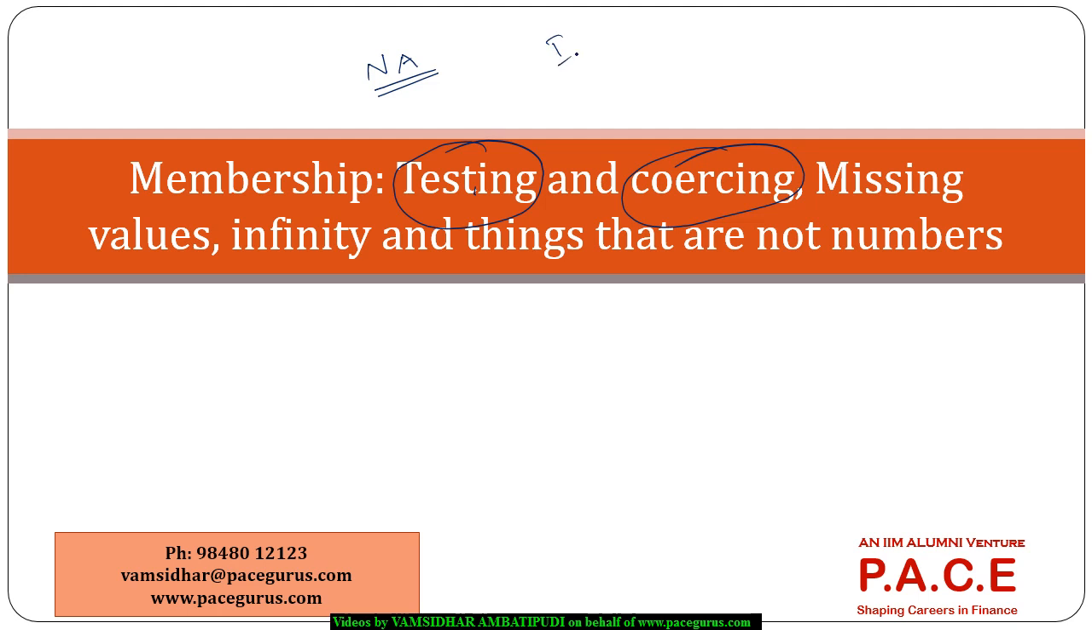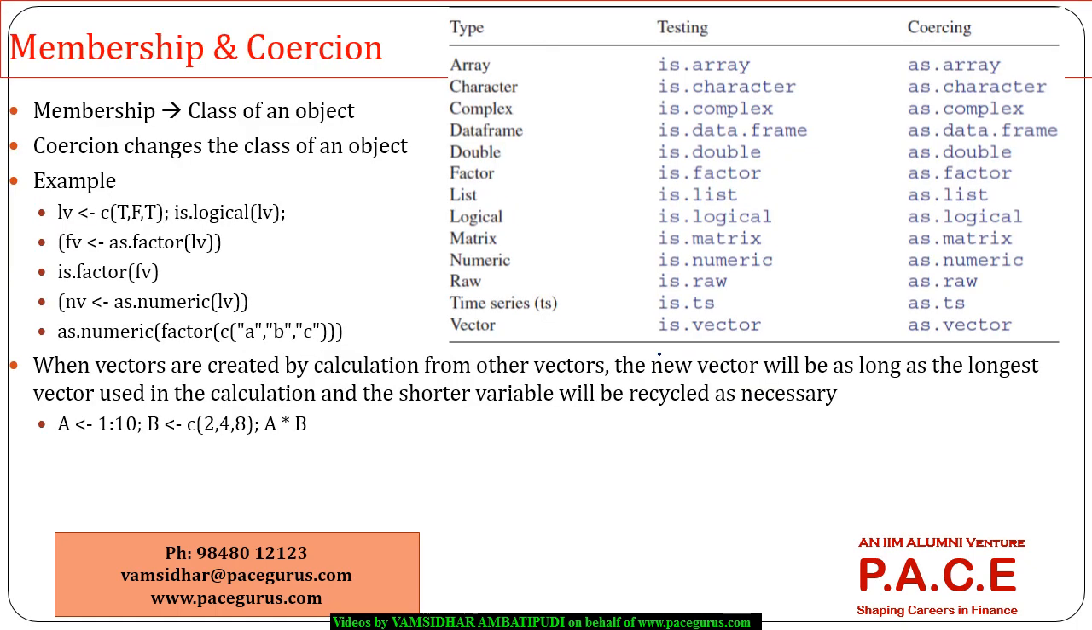Then there is something called infinite. So how do we deal with this infinite? And especially some kind of weird calculations, let's say 0 by 0 kind of calculation, which result in not numbers, which are typically called NaN, which is like not a number. How do we deal with all these different kinds of things? That's what I'm dealing with as a part of this session. So first part, dealing with membership and coercion.